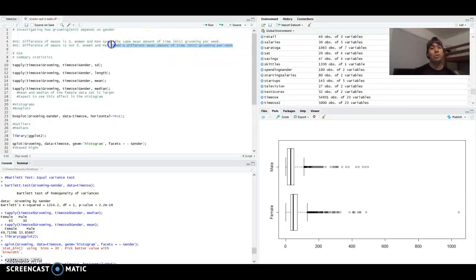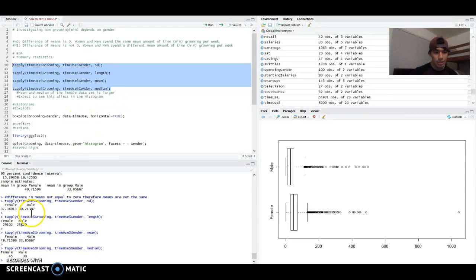Our alternative hypothesis, which must be proven, is that the difference of means is not 0. Women and men spend a different mean amount of time grooming per week. So here we're just going to start off with some EDA and summary statistics. Here I chose to do the standard deviations and the mean and median.